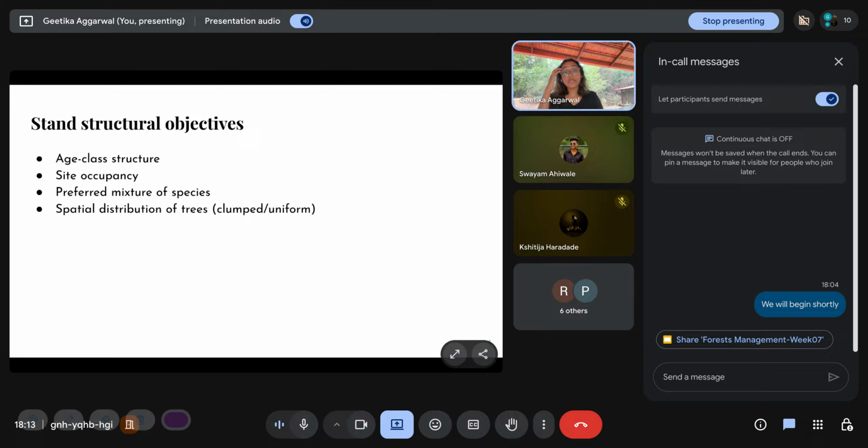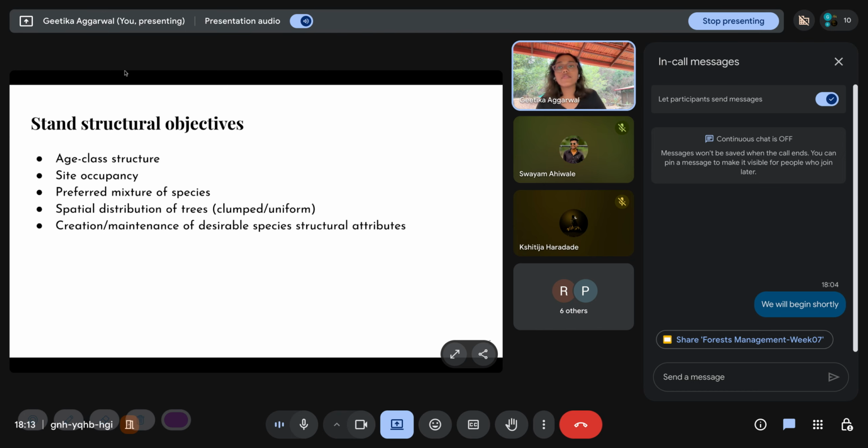It could be about the spatial distribution of trees, which is slightly different from site occupancy. Here we're talking about how the trees are distributed. If you have a stand, are all the trees uniformly distributed, maybe you have planted them in rows and columns, so you have a proper matrix of trees in that area, a uniform distribution? Or are the trees clumped? Say in one particular zone you have more trees in one clump and another clump has trees and the other is grassland area or something like that. So that's basically what kind of a spatial distribution you would want to maintain in your forest stand.